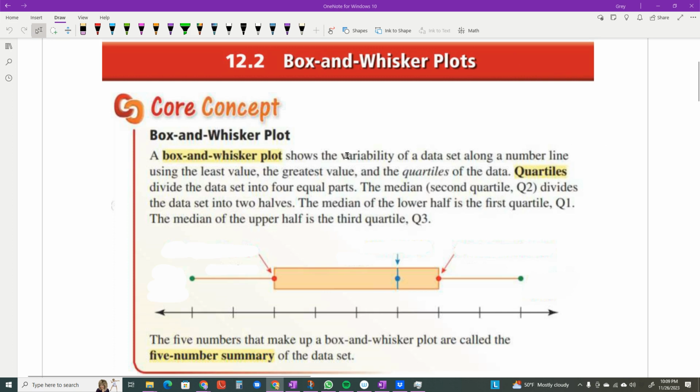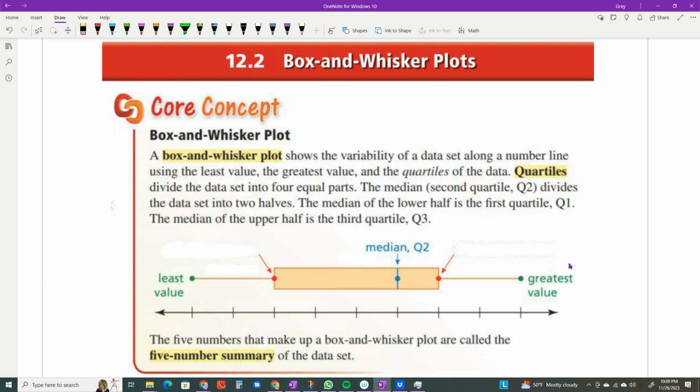Remember, a box and whisker plot shows the variability of data along a number line using the smallest value and the greatest value. Then the data is divided into 4 equal parts, okay? And that's what these dots are representing, the number of data between the least and the greatest. It's easiest to go find the median first, because we talked about that in a previous lesson.